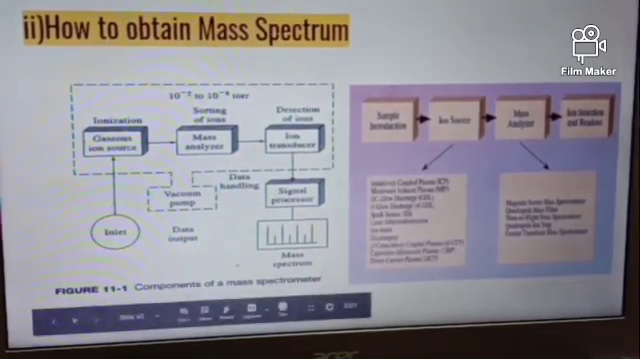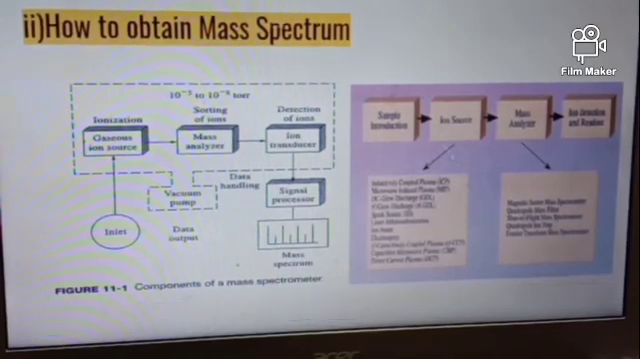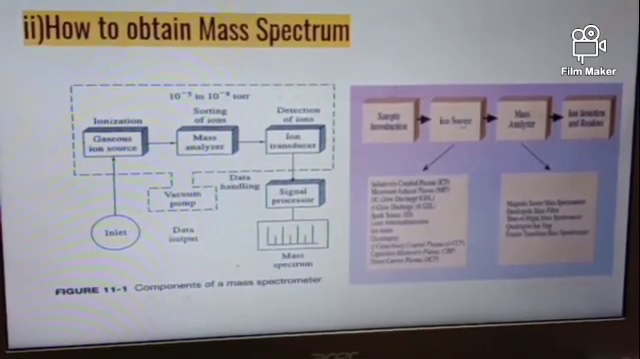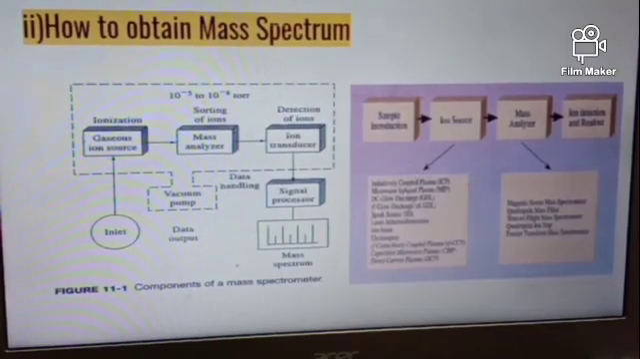So these are the types of atomic mass spectrometers, AMS. For the ion source, we have inductively coupled plasma, microwave induced plasma, DC glow discharge, RF discharge, and so on.